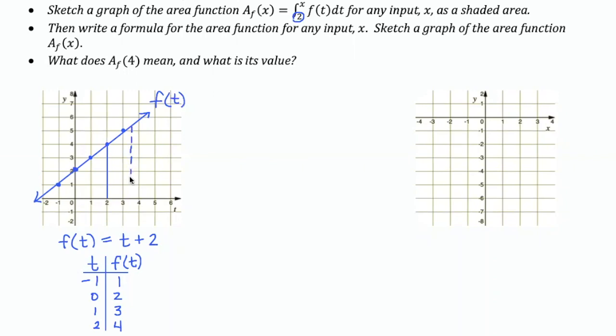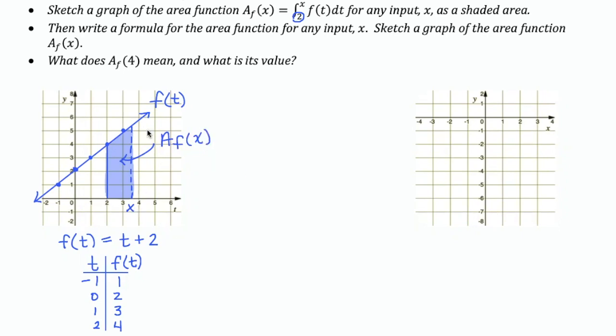I like to use a dash line just to remind you that x is flexible. It doesn't have to stay in this position. And I've now created a shaded area. So here is the area function.